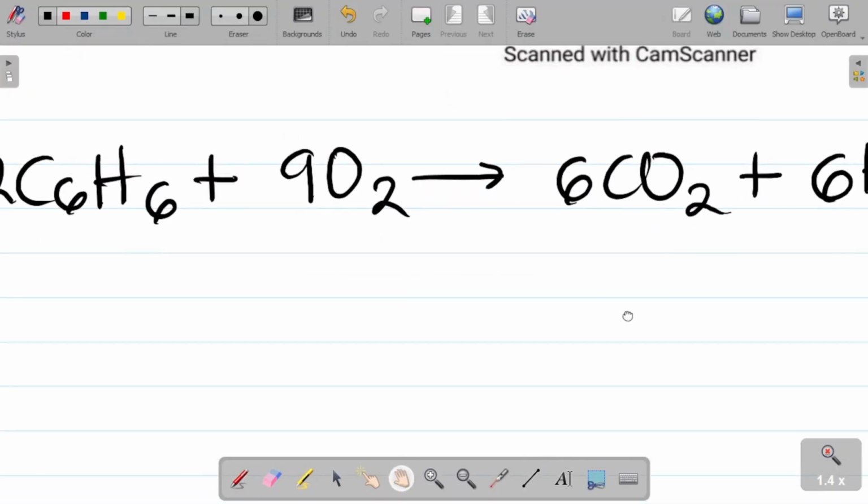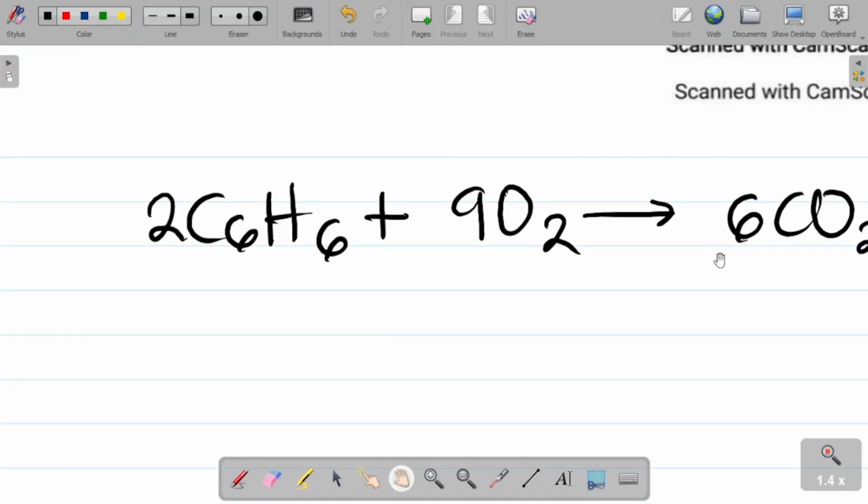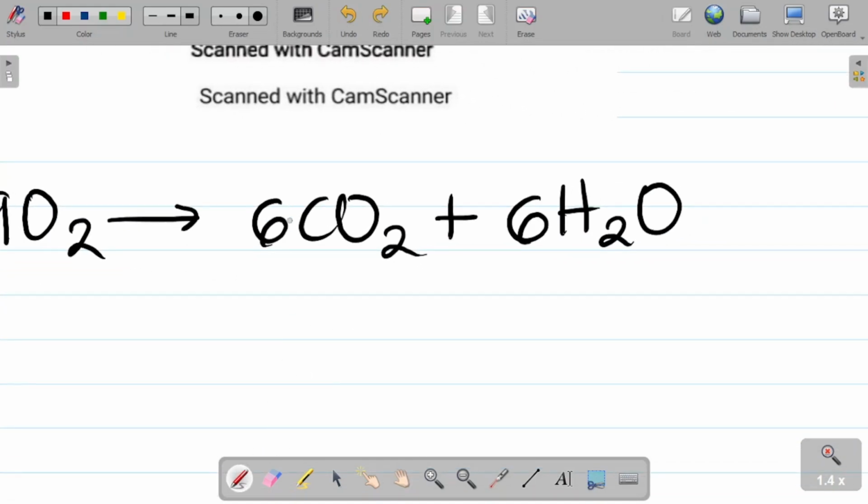Now, normally, if you look at this equation here, observe that the equation is not even balanced. It's not a balanced equation because for carbon, 2 times 6 gives you 12. So we have 12 atoms of carbon on the left hand side. For the right hand side, we have 6 times 1 here, which gives us 6. So the equation is not even a balanced equation.